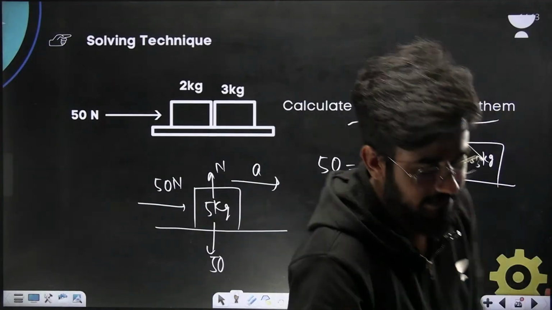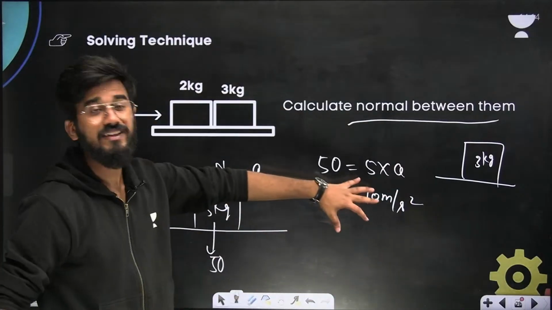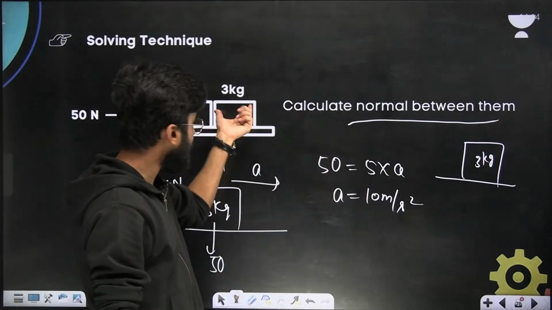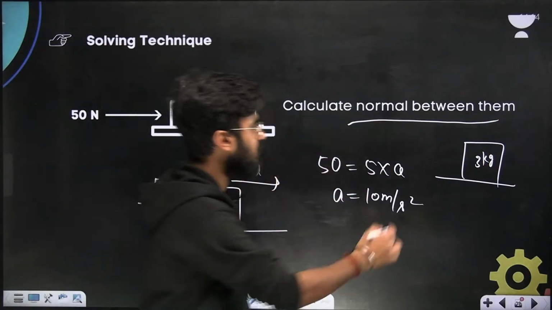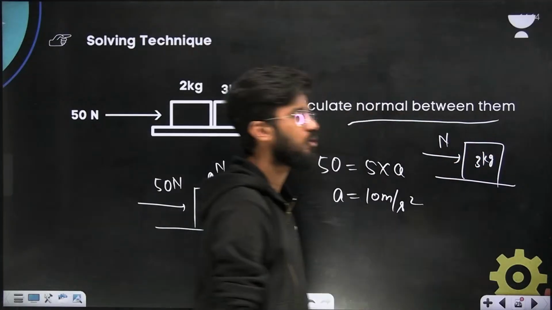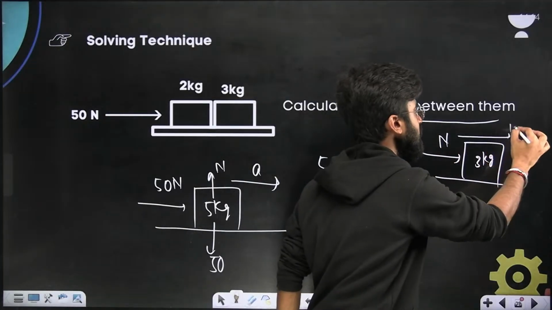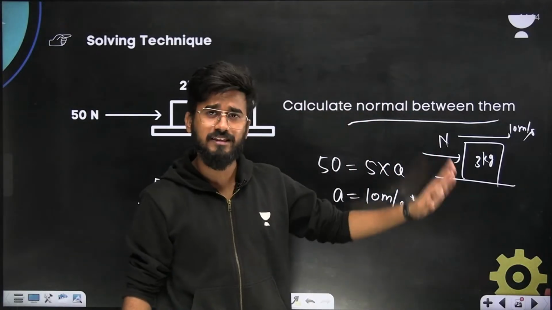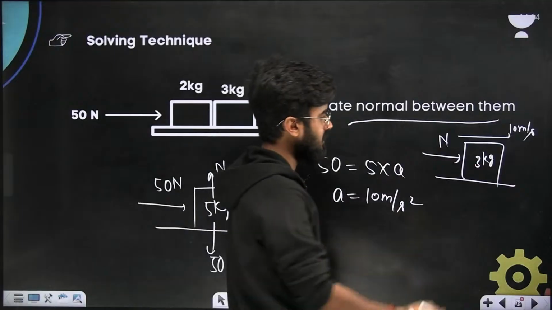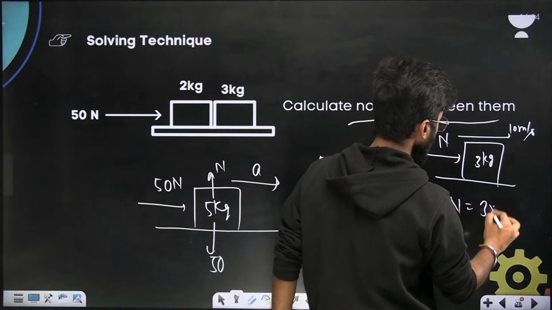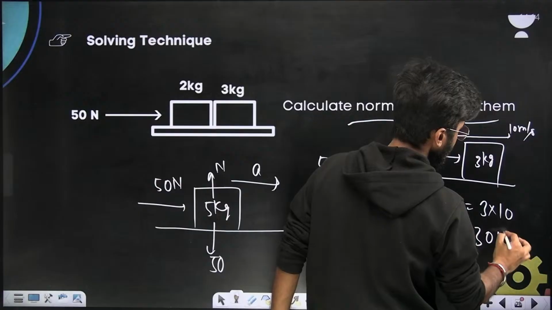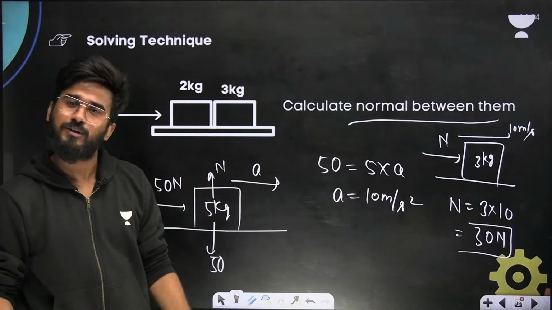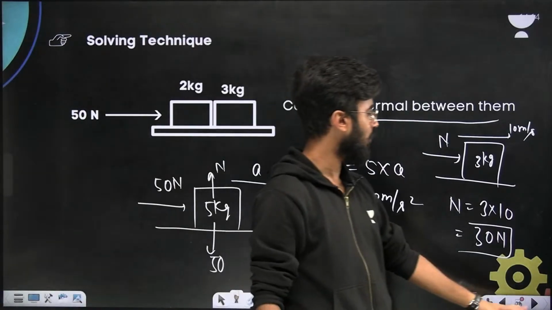Any doubt? Exactly. Acceleration is equal to 10 meters per second square. Now we have calculated the acceleration, now we'll calculate the normal force. This block is moving because of the normal applied by this particular 2 kg block, and the acceleration of the block is 10 meters per second square. So this normal is the only force acting on this particular block in the horizontal direction. So we can simply say force is equal to mass into acceleration, which means 30 Newton is the normal force applied by this particular block on this block. This is the normal force we have to calculate.